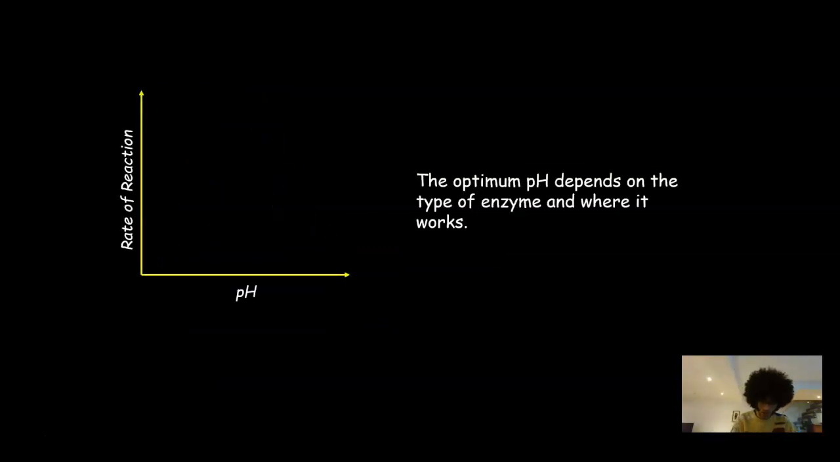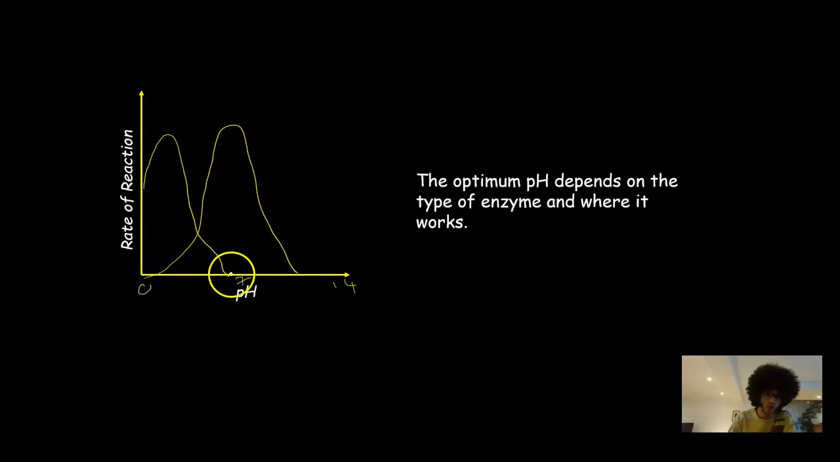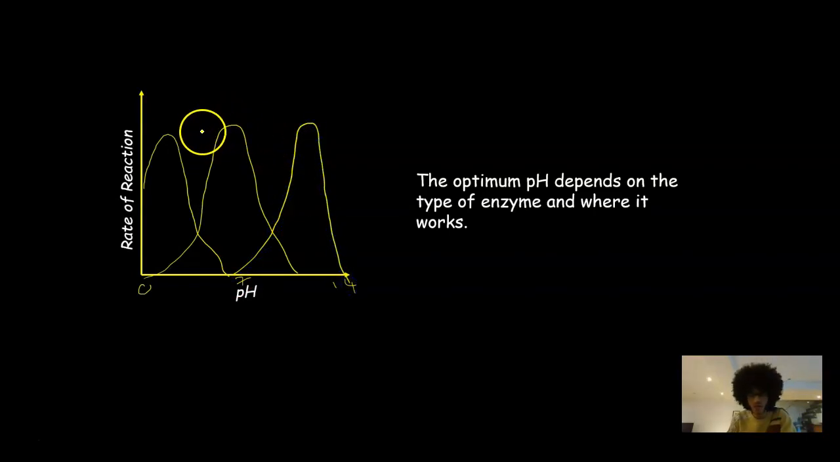For pH, it depends on the type of enzyme you've got and where it works. So typically, if we've got pH of 0 here, 7 here, and 14 over here, there are basically three types of curve you're going to get. One of them looks a little bit like this. One of them looks like this. And one of them will look like this. So basically you've got three different conditions that these three enzymes can work at. This one likes acidic conditions. This one likes alkaline conditions. And this one tends to like neutral conditions.